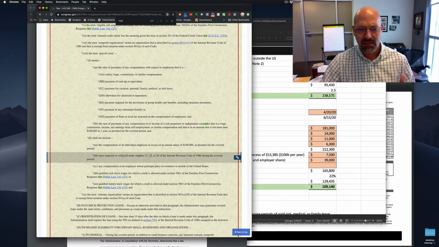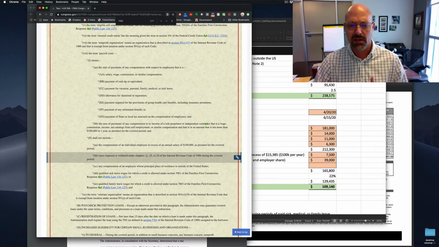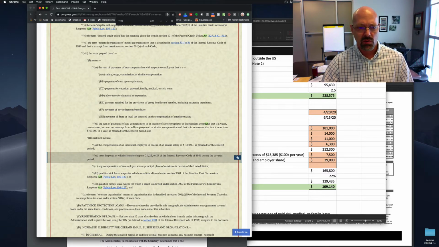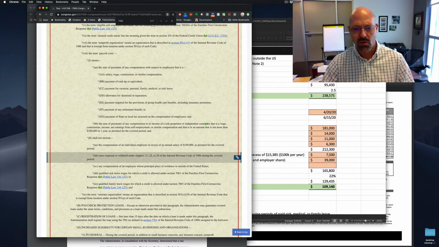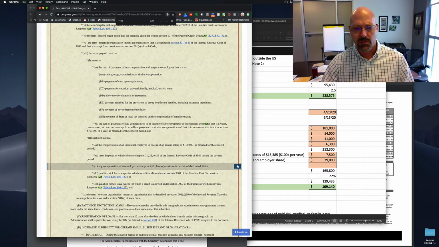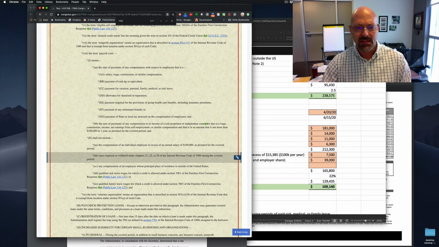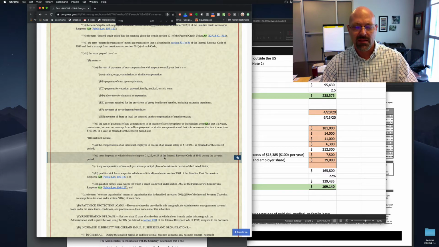Then we get to taxes imposed or withheld under 21, 22, or 24. So 21 is FICA, 22 is railroad retirement, and 24 is income tax withholding. So any of those things imposed or withheld you have to exclude, and any compensation of any employee whose principal place of residence is outside the U.S. And then you get into sick leave stuff, right? So this is stuff that is excluded during this covered period.